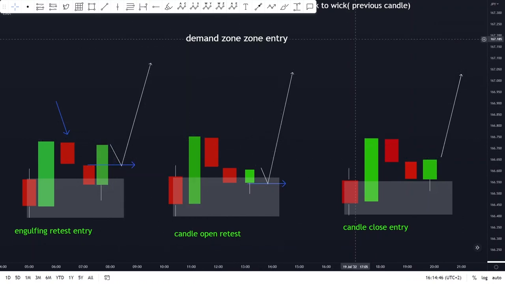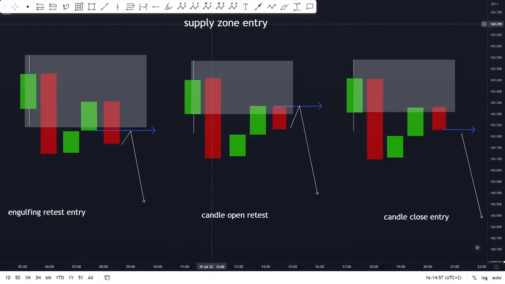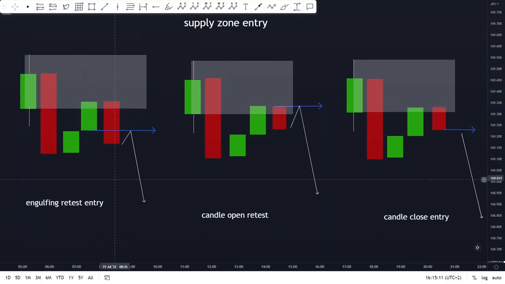Let me show you the supply zone entry. The supply zone entry is the same thing as the demand zone entry, but vice versa. On the engulfing entry retest, we wait for the market to make a zone first, then we have to see a bullish candle and then another bullish candle here, and if the market touches the zone and closes with a bearish engulfing candle, we will sell on the retest. Same thing as this one: if it doesn't close with the bearish engulfing candle, we will sell when the market retests this candle here. The market will come and retest the body of this bearish candle.